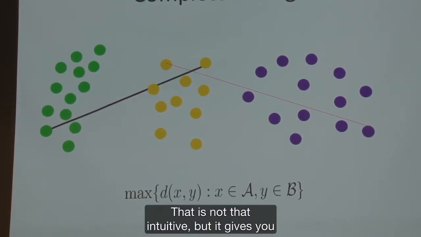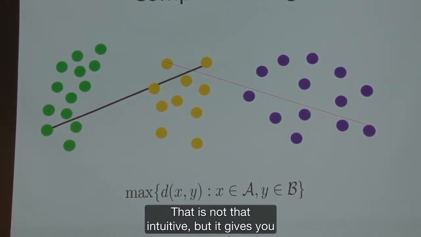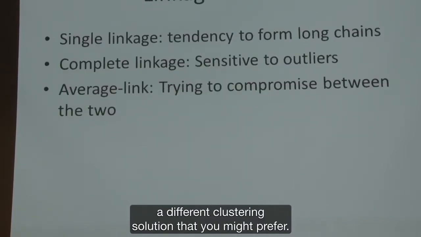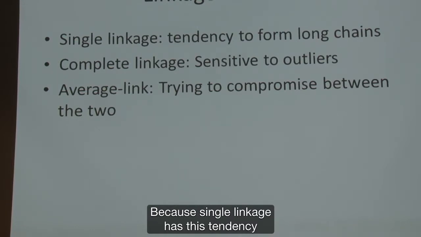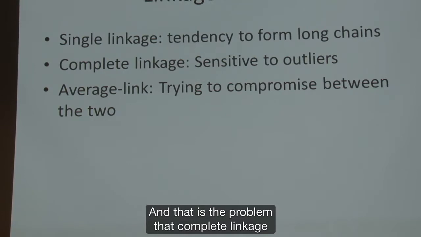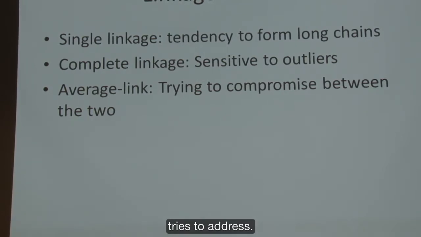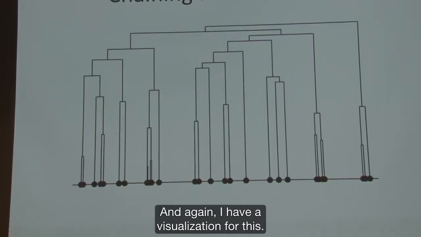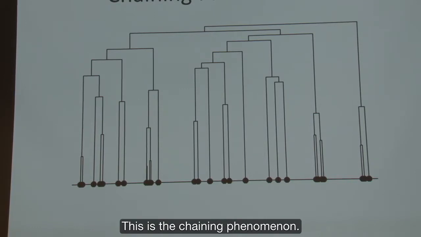That is not that intuitive, but it gives you a different clustering solution that you might prefer. Because single linkage has this tendency to form very long chains. And that is the problem that complete linkage tries to address. And again, I have a visualization for this. This is this chaining phenomenon.